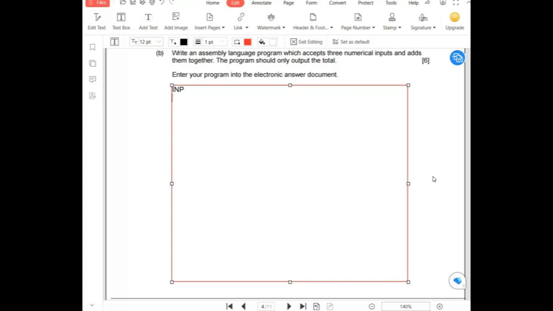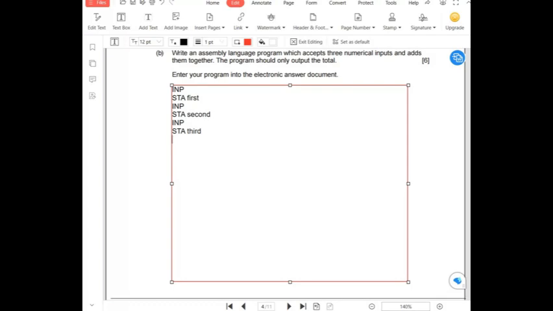And because there's 3 numbers, we need to store the first one. Store the first. Then we want to input. Then we want to store the second. Input. Store the third number. So we've inputted and stored those 3 numbers.